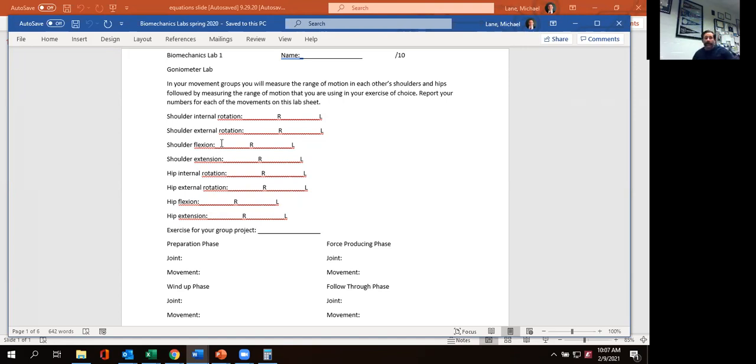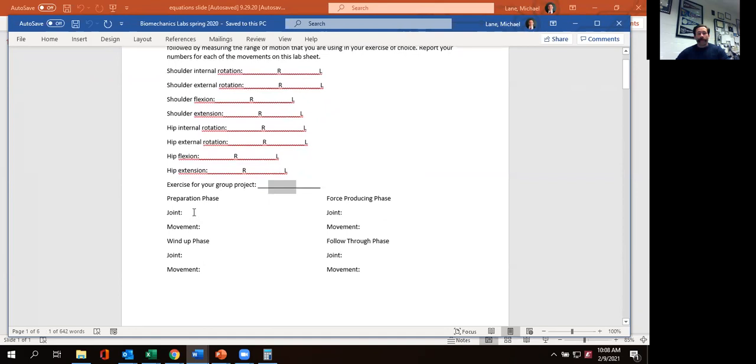You will then do hip internal rotation, which is turning your hip inwards, and then externally rotating, turning it outwards. You will do hip flexion, which is lifting that leg up as high as you can. You will do extension, putting that foot as far behind you as you can. You will fill out all of the things that are on here. Then you will go down and write in your exercise. From there, you have the preparation, which will be getting set to do the movement.